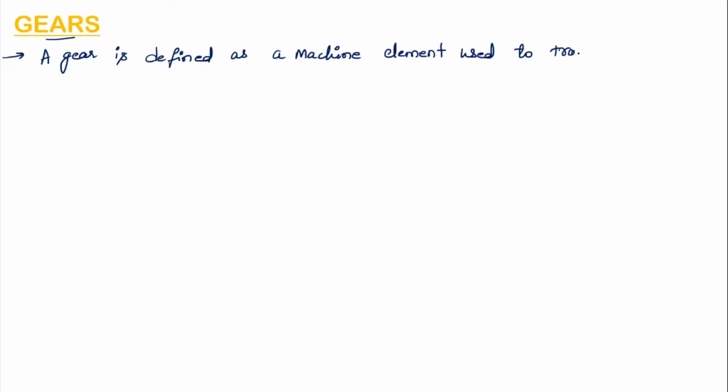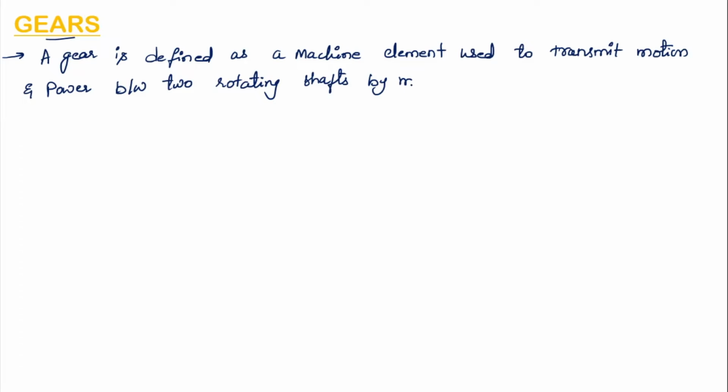A gear is a machine element which is used to transmit motion and power between two rotating shafts by means of progressively meshing teeth.